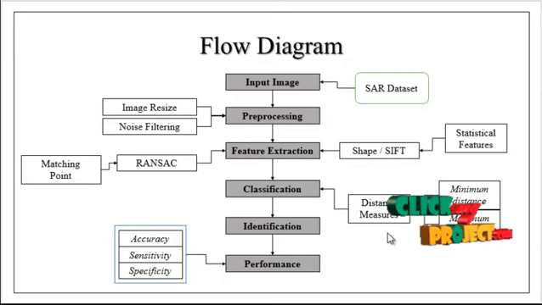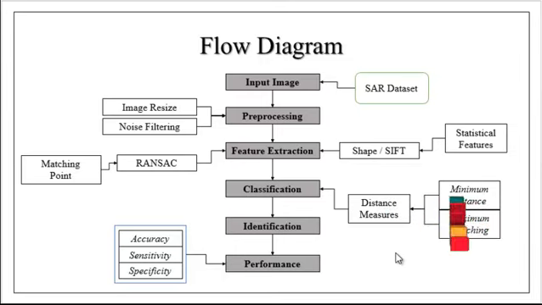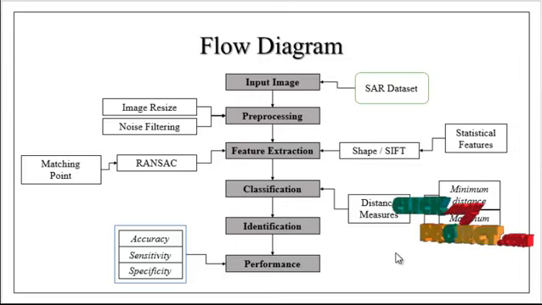So we are capable to categorize which kind of SAR image is present in the input image. After doing the classification, in the identification part, it will produce the result, the name of the satellite images. After the identification, the performance will be evaluated. In the performance estimation, the accuracy, sensitivity and specificity will be evaluated.